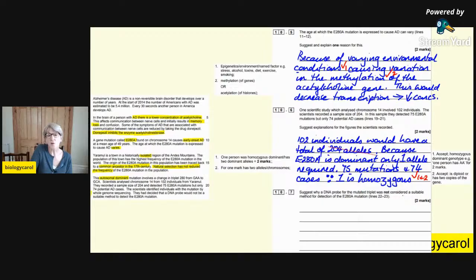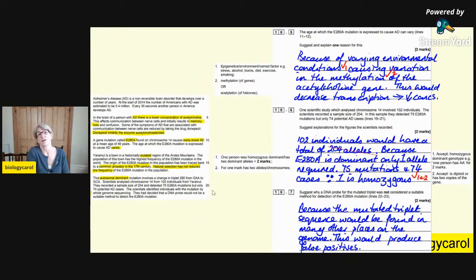Suggest why a DNA probe was not considered suitable. Well, if we read this, and I should have highlighted this, I didn't actually read it well at all. If the probe is only to see this change from GAA to GCA, well, how many GCA sequences are there going to be in the whole genome? Loads of them. It's just too small a sequence to use a probe for. You've just got to sequence the whole gene sequence.